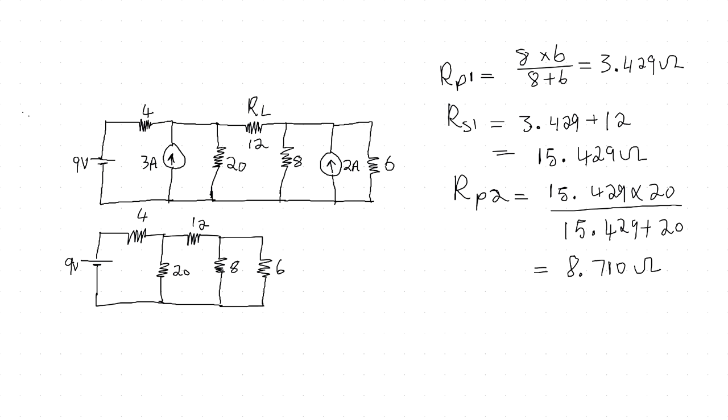Remember, I'm looking for the current through RL. I don't need to get the total resistance or total current. I just want the current through RL. Since RP2 is going to be placed on the 20, I'll be left with the 4 and 20 in series and then the 9 volts. So I'll get the current through the 20 ohm. Normally the current through the 20 ohm will act as the total current. After finding RP2, I'll be left with something like this.